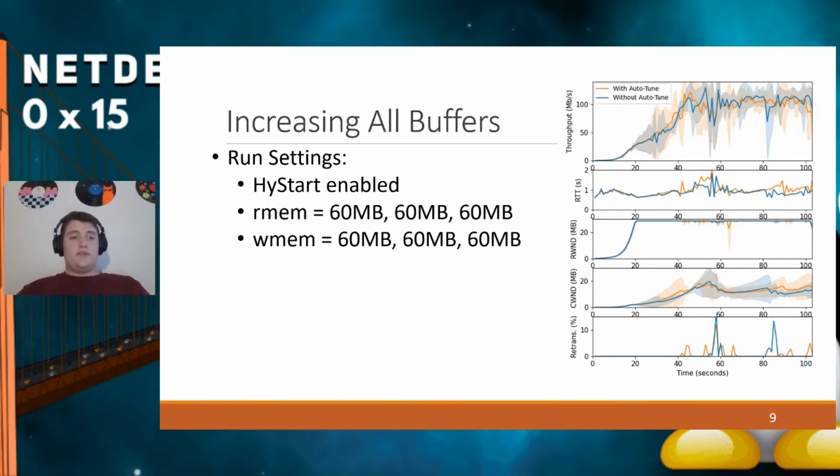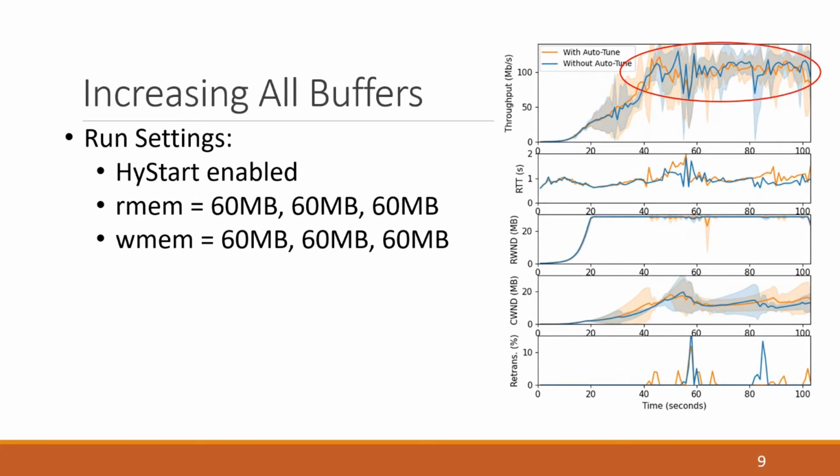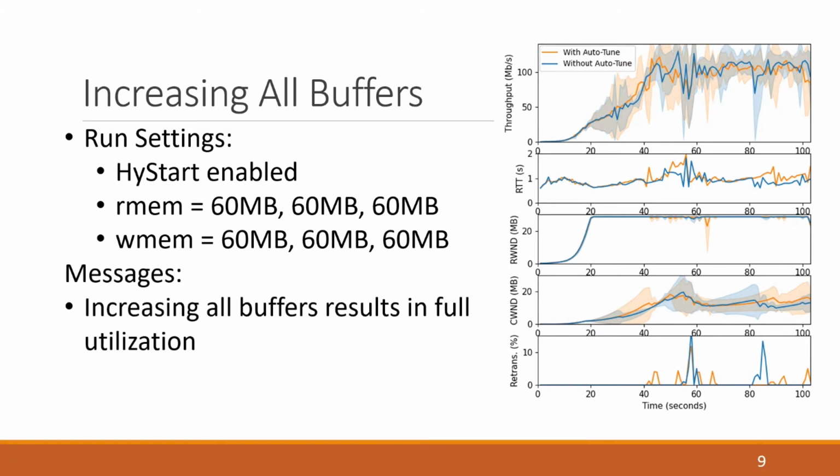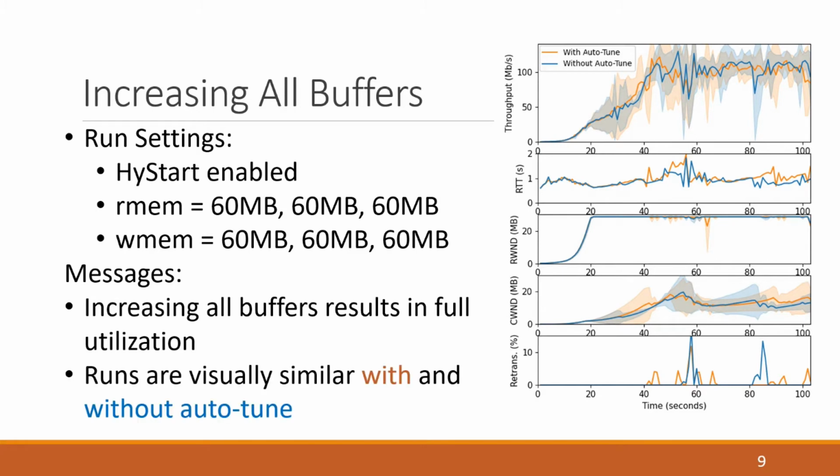So taking it all and putting it together, we increased all of our buffers up to 60 megabytes, and we found full link utilization, and we found that the performance between runs with and without AutoTune was pretty much the same. So again, we learned increasing the buffers results in full link utilization, and runs are visually very similar with and without AutoTune. And that's just because the buffer sizes are now larger than the BDP.